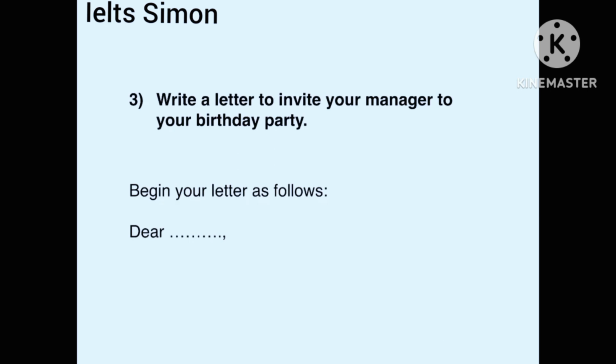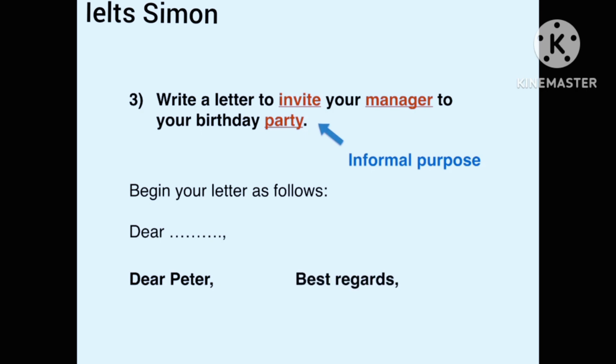Now question 3, write a letter to invite your manager to your birthday party. Again, the person is the manager, but this time we're inviting the manager to a party, and that is definitely an informal purpose. It's a friendly letter. You're treating your manager as a friend who you're inviting to your party. So you can use your manager's first name. Invent a name. We could say Dear Peter. And the ending is informal, so you can put something like best regards.